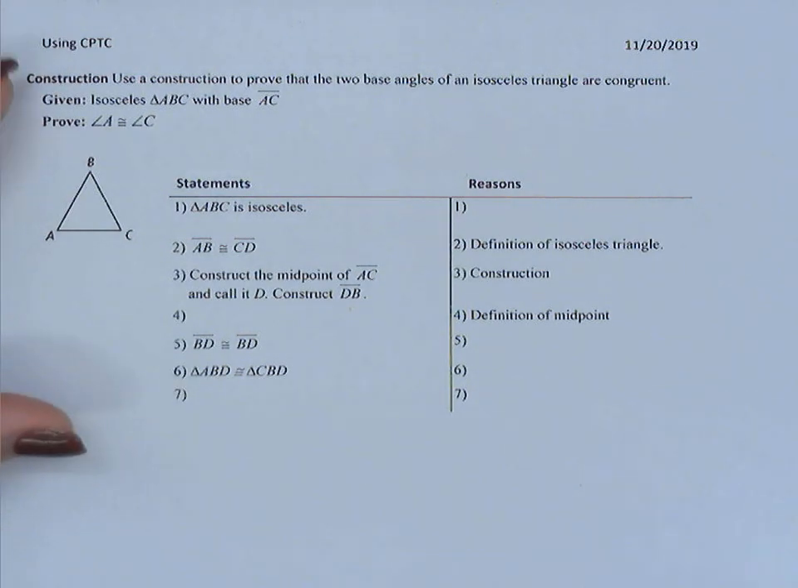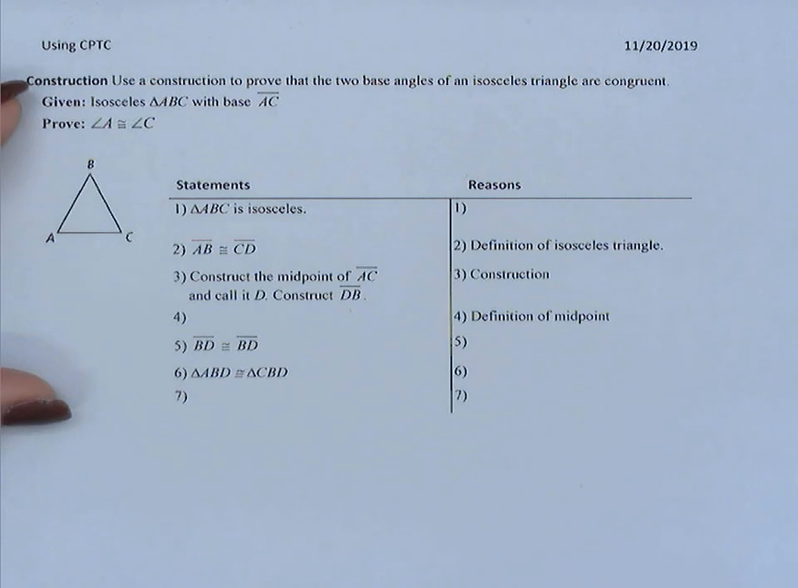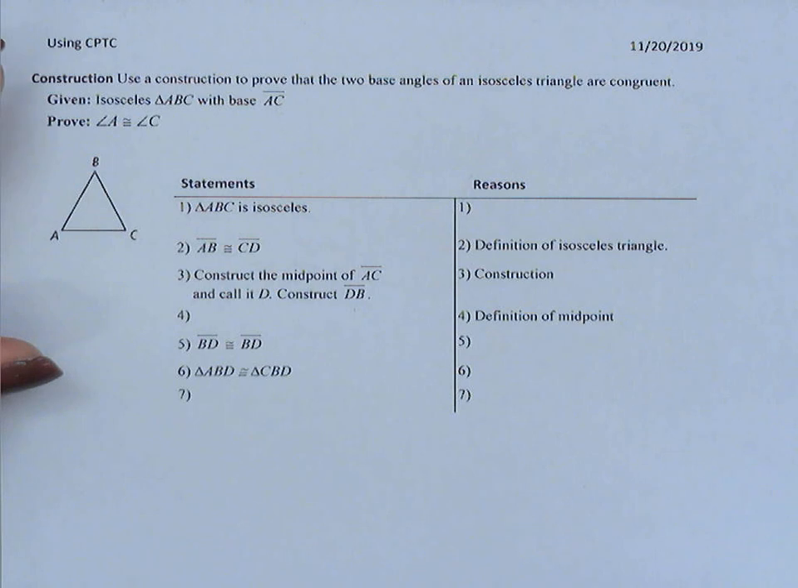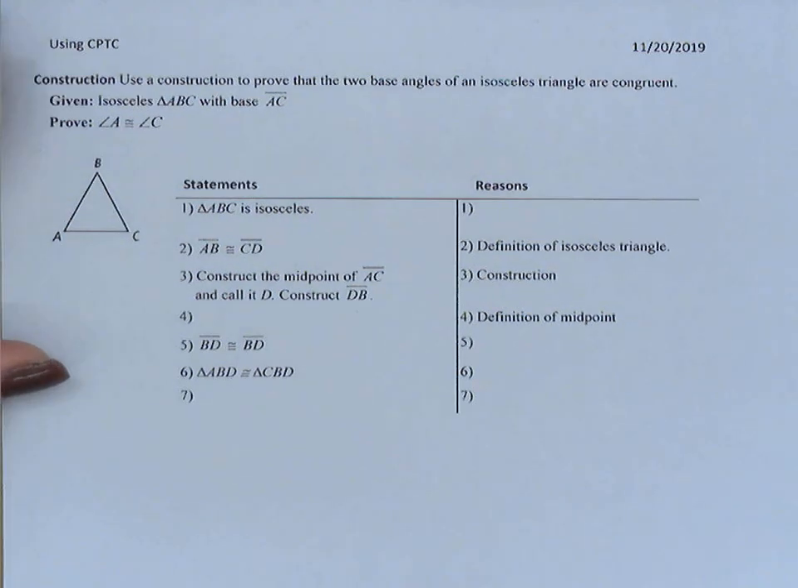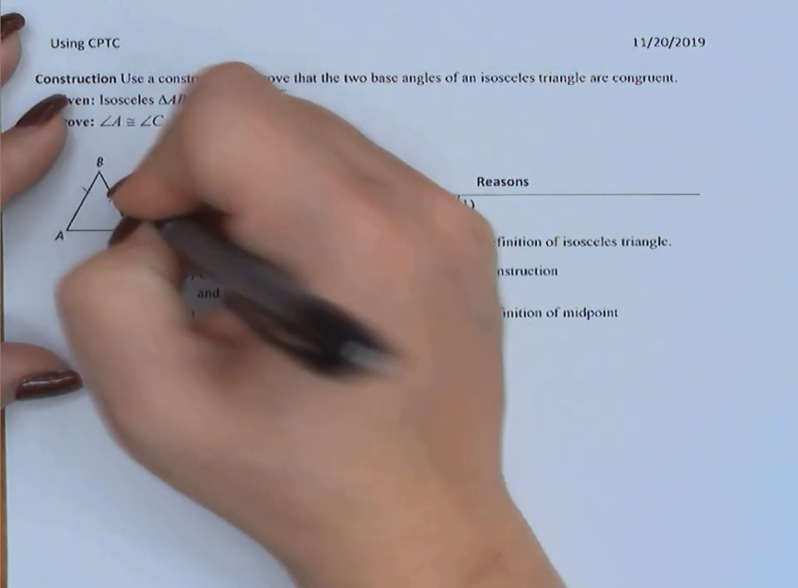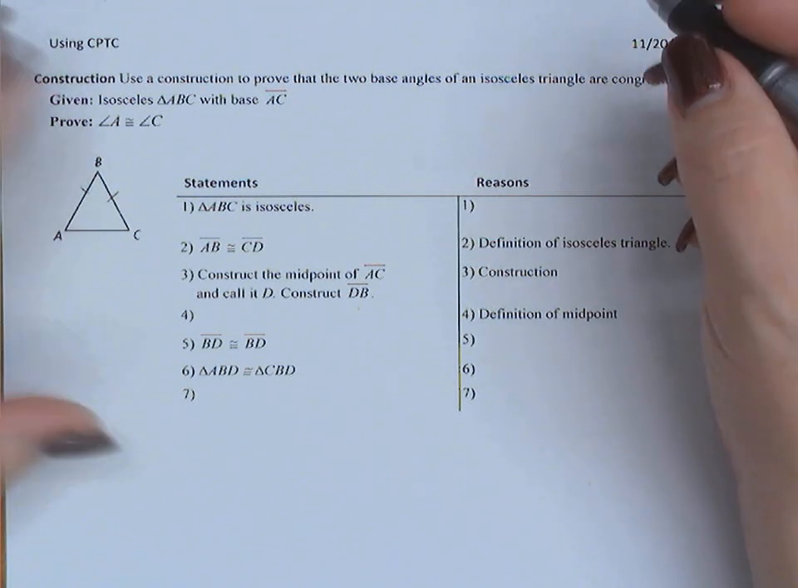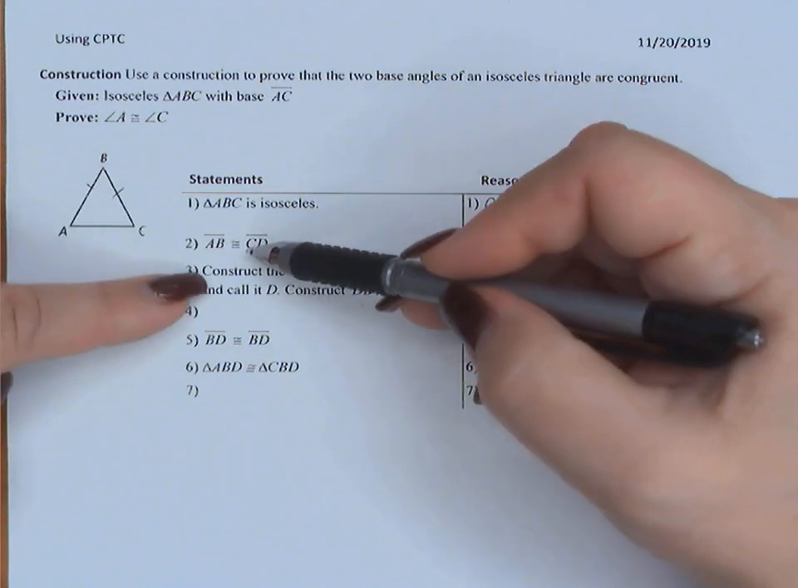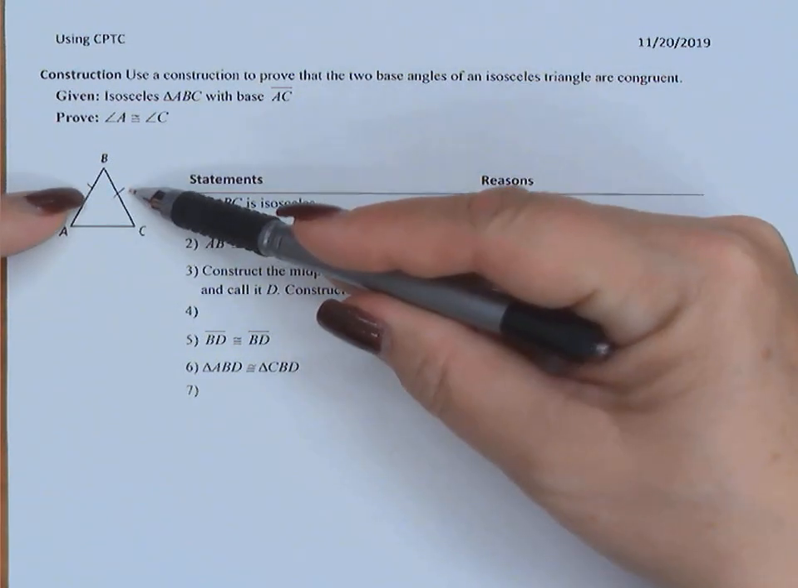So, using a construction, prove that the two base angles of an isosceles triangle are congruent. So I'm going to prove that A and C are congruent. So first of all, I'm going to say that it's a given that it's an isosceles triangle. So that tells me that these are congruent, by definition of isosceles triangle, but it's a given. Because it's a given, AB and CB are congruent, which I just marked.